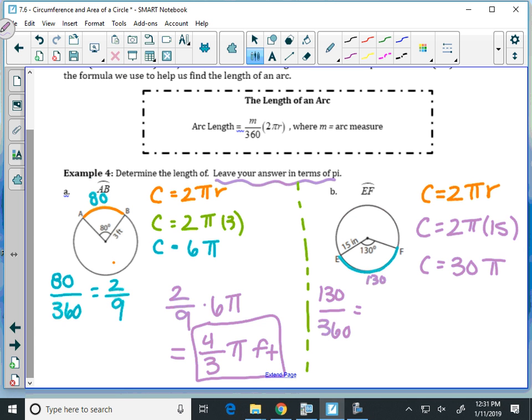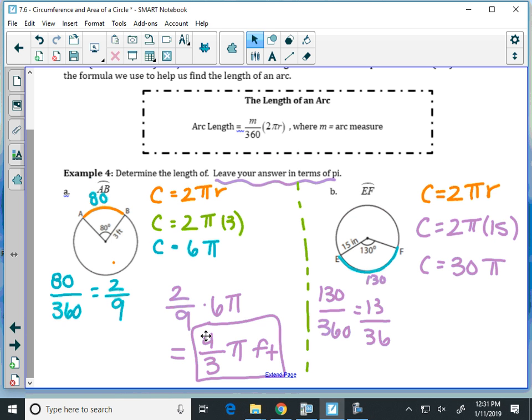What is that as a fraction? I know that's a weird fraction, sometimes that happens, but this arc is 13/36 of the circle. It's no different than saying it's 2/9 of a circle. So then what do we have to do with our fraction and our circumference?